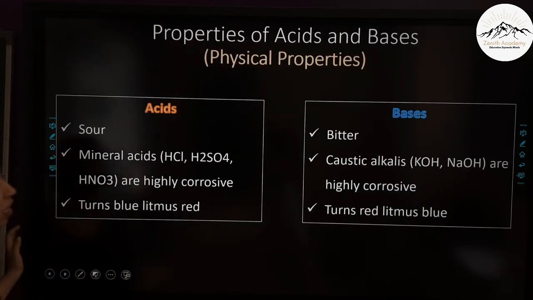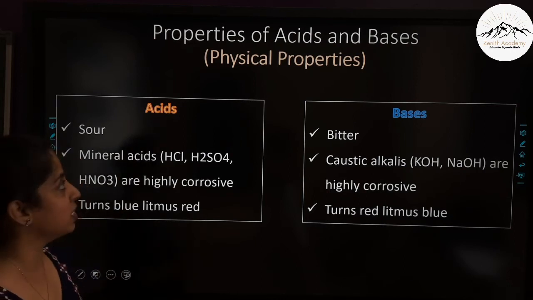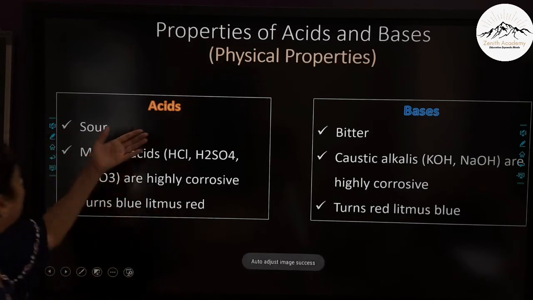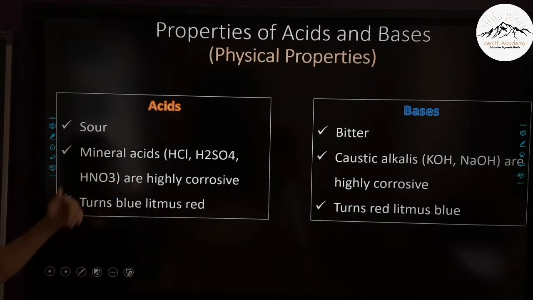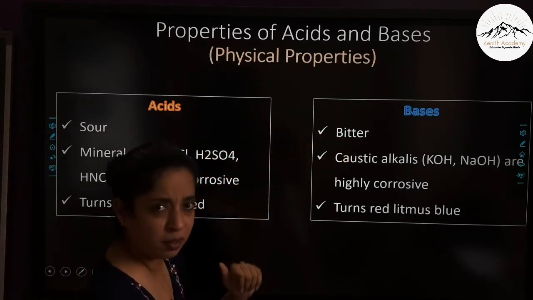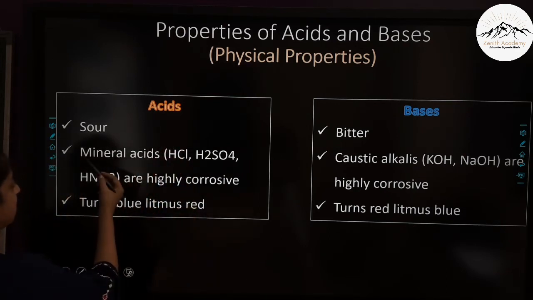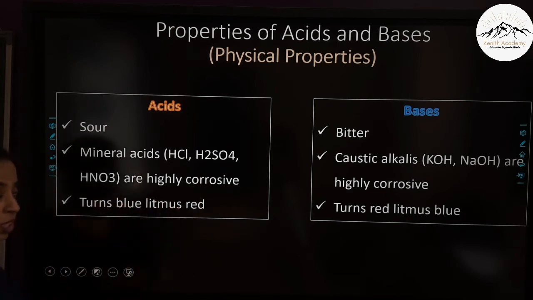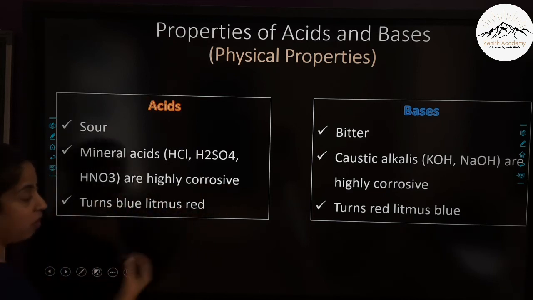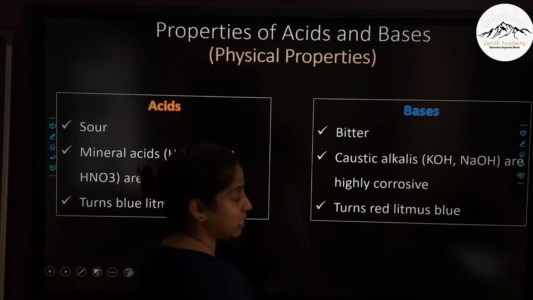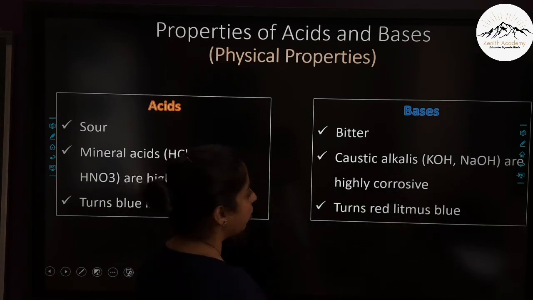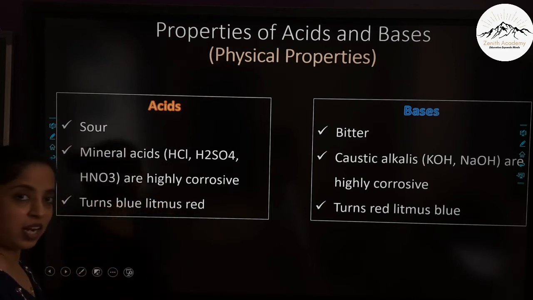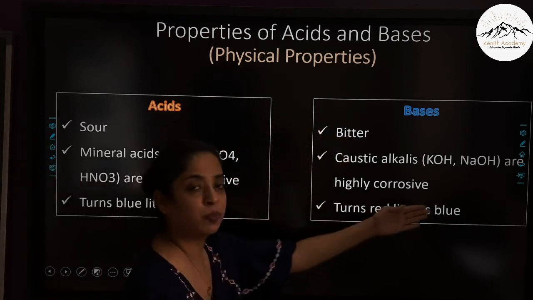Now let's go ahead to the properties of acids and bases. So first let's talk about the physical properties. Now acids are sour, whereas bases are bitter. We all know that. Mineral acids like HCl, H2SO4, HNO3 are highly corrosive. Here also the caustic alkalis like KOH, NaOH are highly corrosive. Now, acids turn blue litmus red, whereas bases turn red litmus blue.